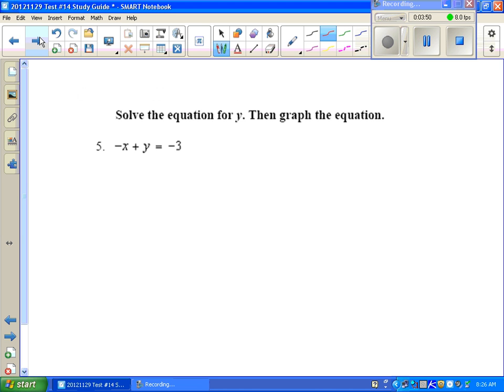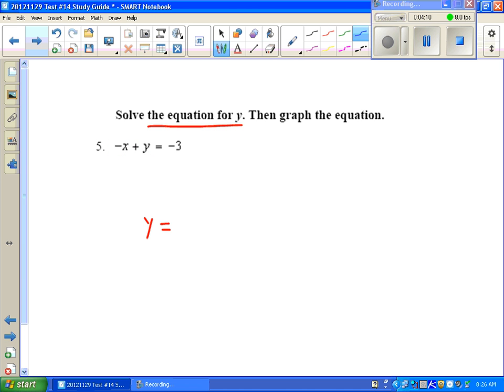Number 5 says solve the equation for y and then graph the equation. So solve the equation for y is the first part. You need to get y by itself. That means all this stuff that's on this side of the equal sign that's with y, that's not y, has to go because we want y equals all by itself. The only thing that's over there that's not y is -x. So we want to get rid of that -x.